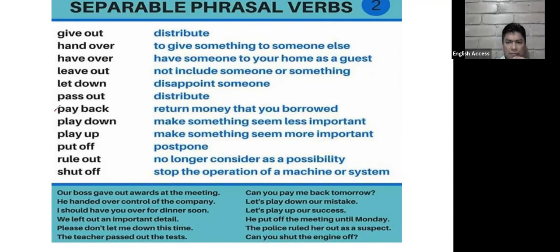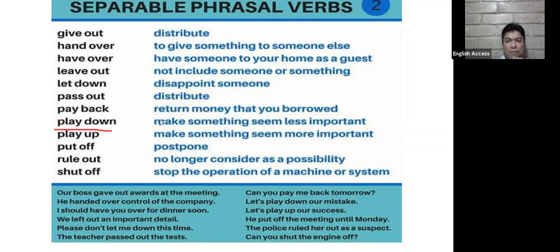Payback. Can you pay me back tomorrow? It means return the money. Again, we need the object in the middle. Pay me back, pay you back, pay my brother back, pay the teacher back, etc.